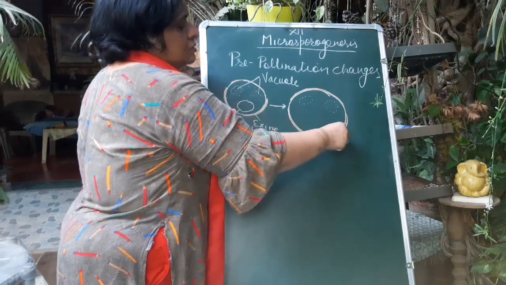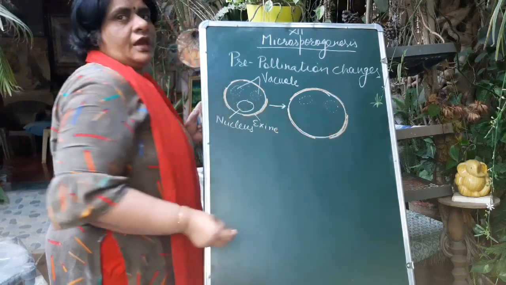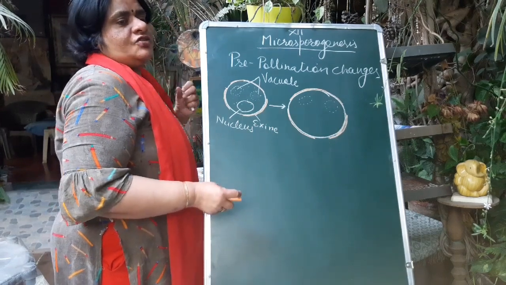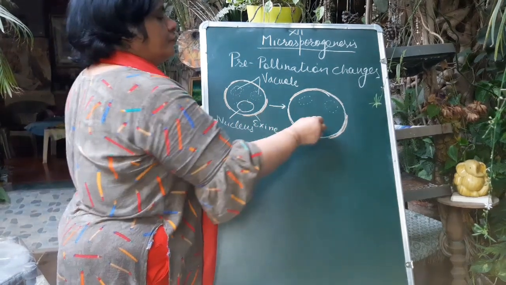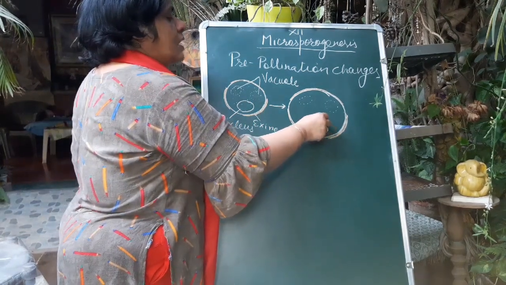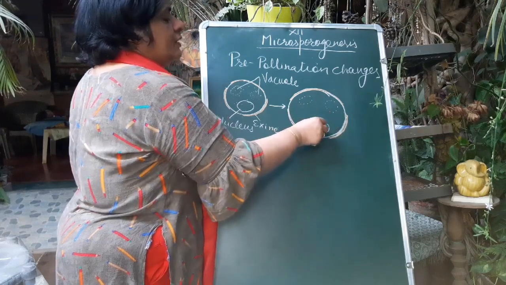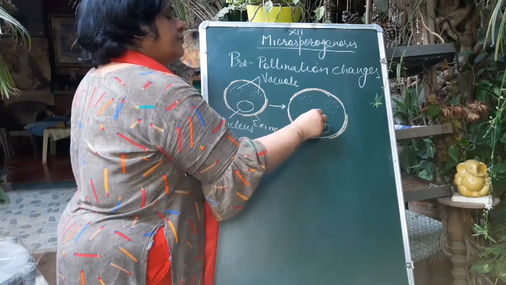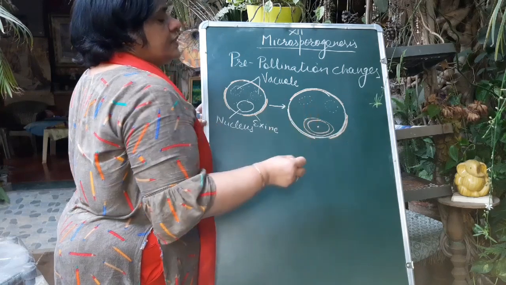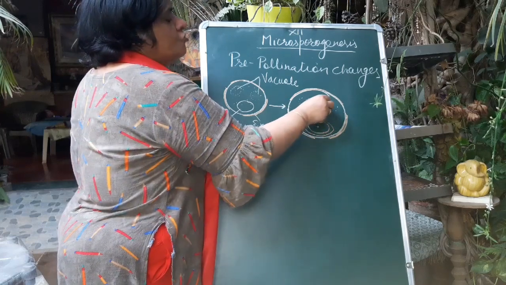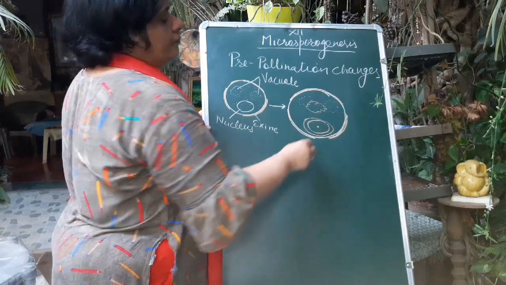Then next to this, unequal division of cytoplasm takes place. During this unequal division, there is formation of a cell that is called generative cell. This is unequal division of cytoplasm. Why unequal division? Because this cell that is formed is a very small cell. This cell is called generative cell, and the nucleus of pollen grain becomes somewhat irregular.